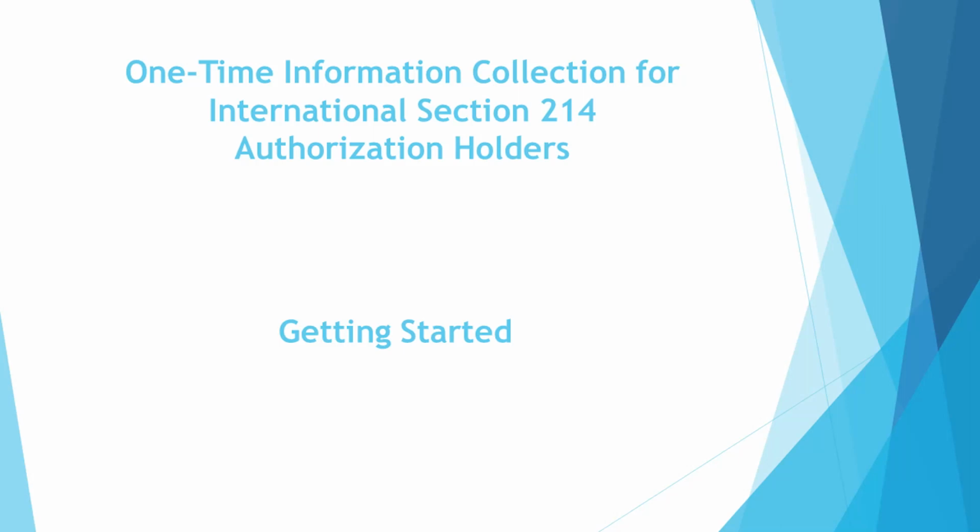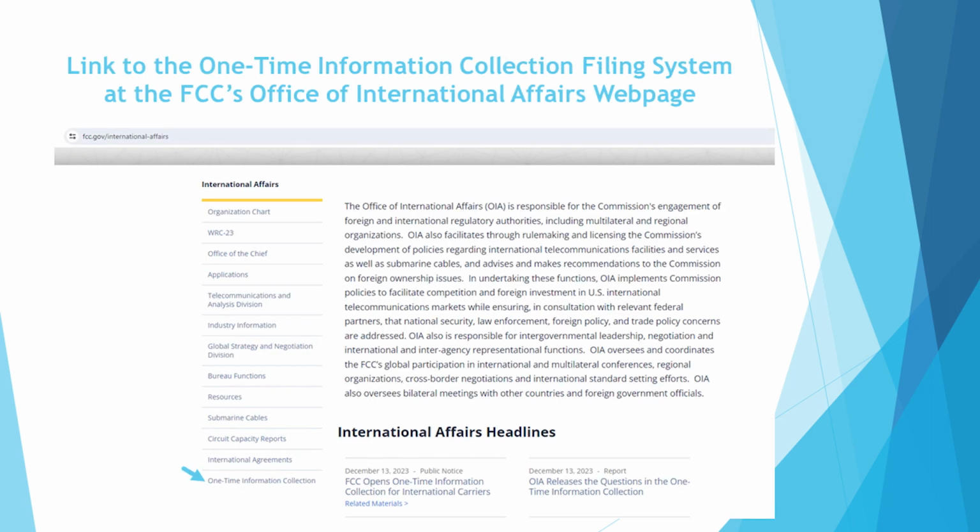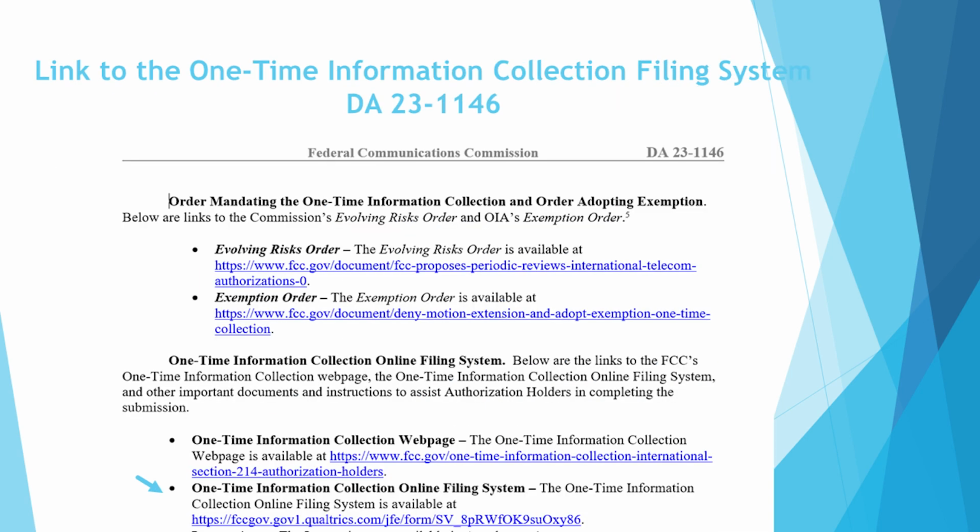How do you begin the one-time information collection? Each authorization holder must complete and submit the form online at the one-time information collection online filing system. The link to the one-time information collection online filing system is located on the webpage of the FCC's Office of International Affairs. The link is also available in the public notice that was released by the FCC's Office of International Affairs announcing the deadline of the one-time information collection.